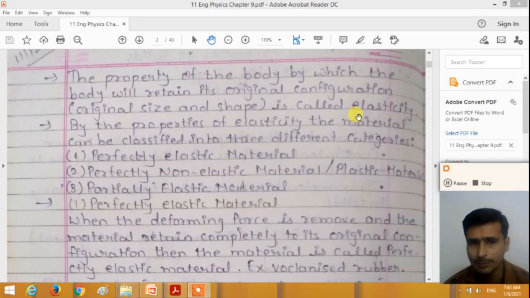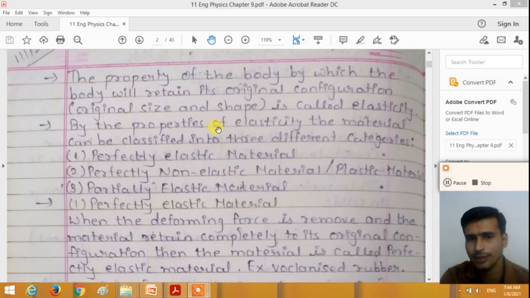The property of elasticity is different in different solids, and by this property, materials or solids can be classified into three different categories. Which are the three different categories? Perfectly elastic material, or we can say perfectly elastic solid; perfectly non-elastic material, or we can say plastic material; or partially elastic material.